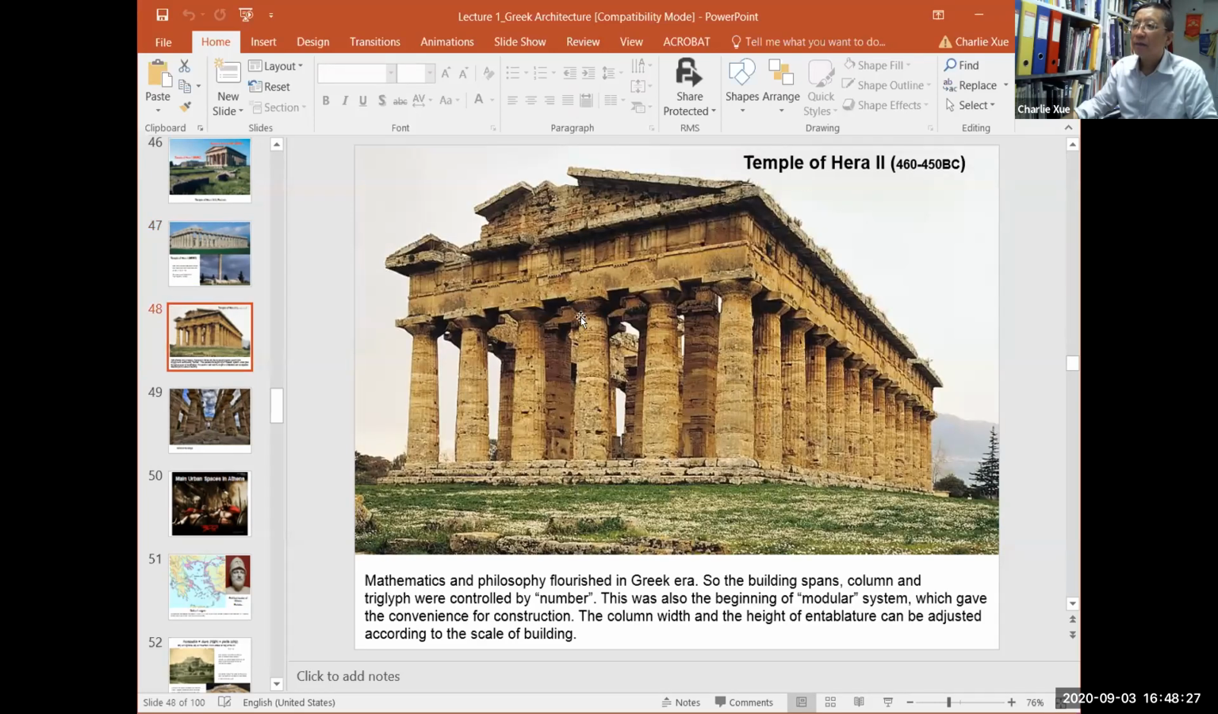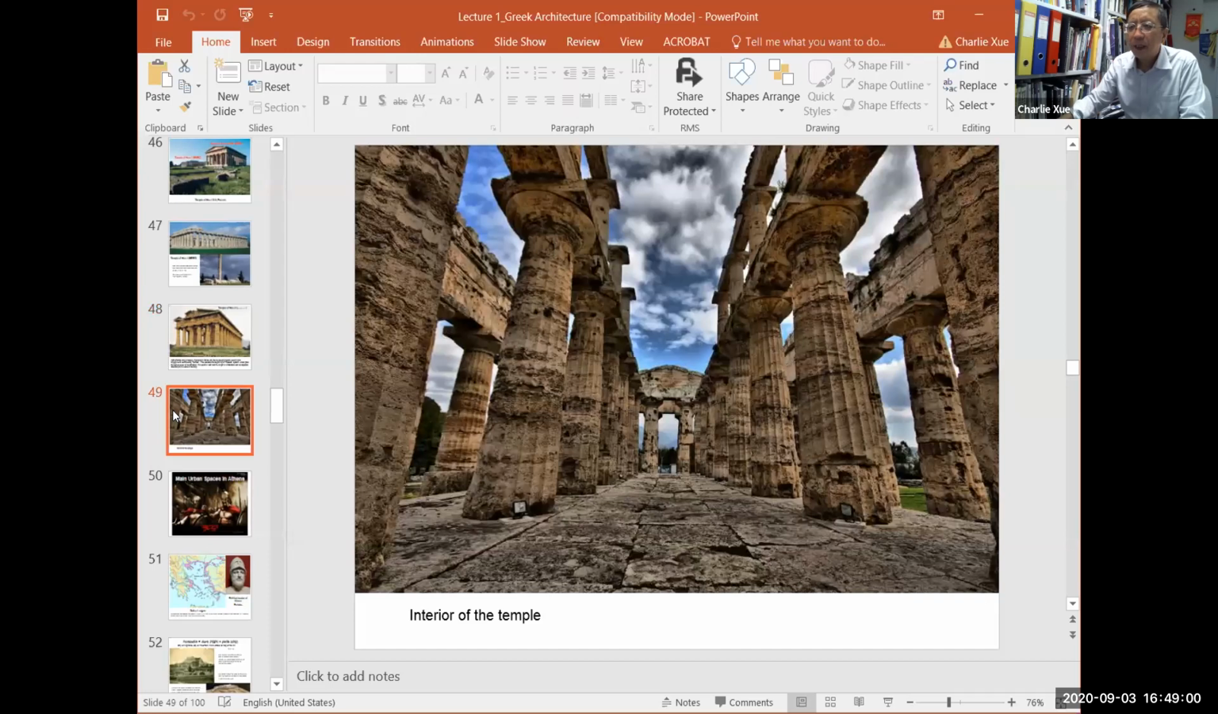Temple of Hera. But the span, this span may be 1.5 meters. So as I said, this depends on how big a piece of stone you have, if you want to make an opening. And also inside there are columns. Otherwise, how can you support the roof, right? So in Greek architecture, the internal space is very small and also interrupted by so many stones. And the interior of the temple.